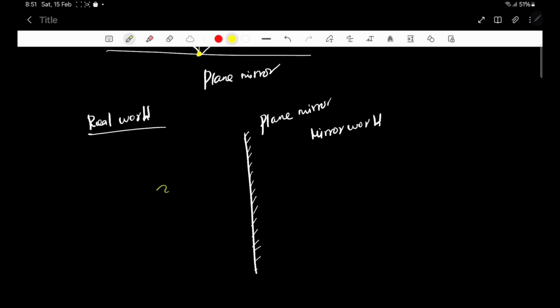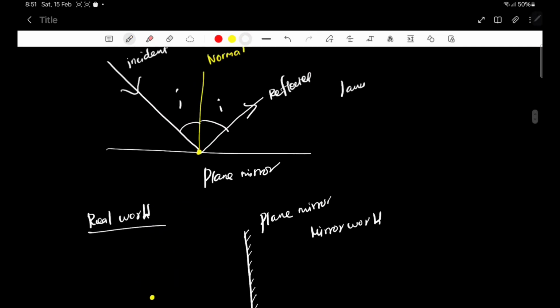If I place any object over here in the real world, since we are talking about real objects, I can call these real objects. We also have virtual objects, which I will discuss later. For the time being, we can consider real objects alone now. We are going to see where, and at what location, the images of these real objects will be formed by the plane mirror. That is what we are going to find out now.